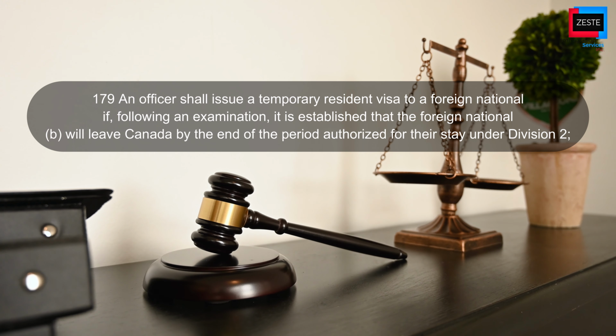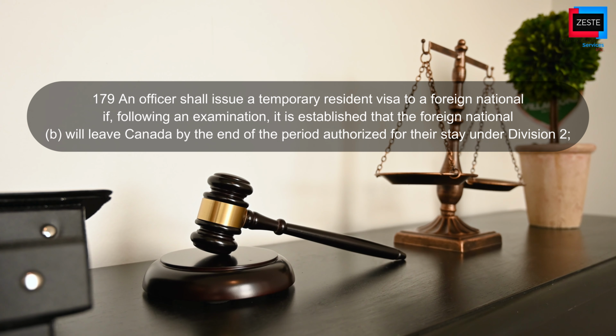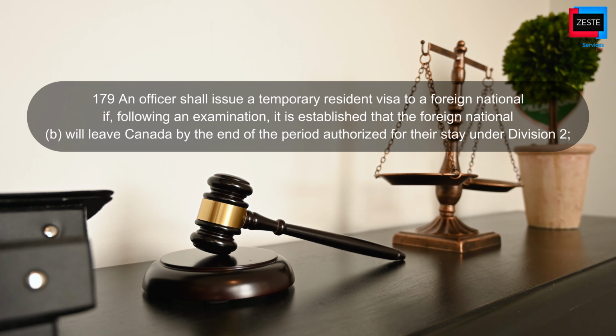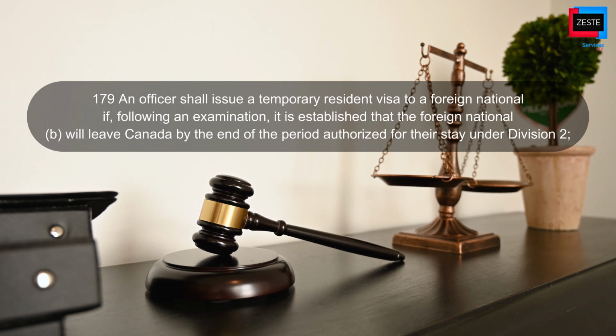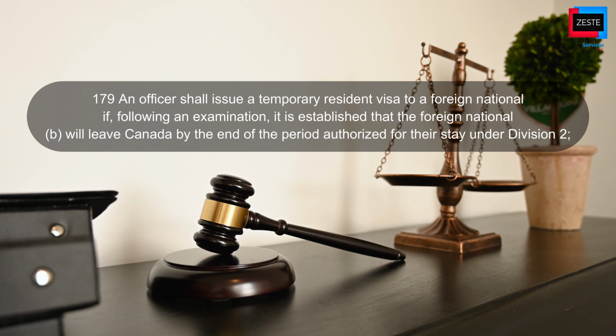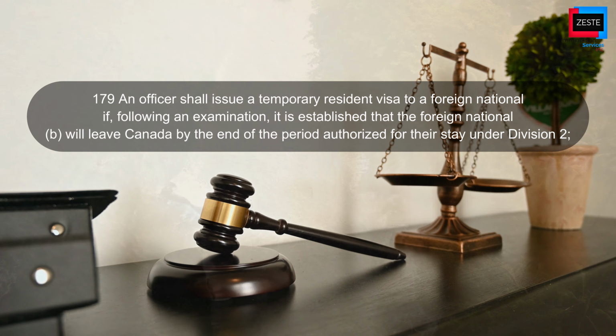Failure to meet Section 179 subsection B of the Immigration and Refugee Protection Regulations, also known as IRPR, is the most frequently cited reason for refusal of a visitor visa application to Canada. Most visitor visa refusals stem from failure to meet this requirement in different ways. Visa refusal based on travel history. Refusals based on travel history are difficult but can be overcome with a new application.